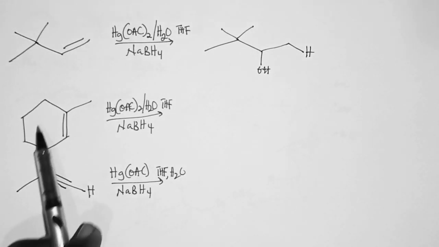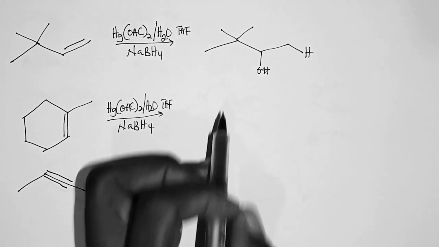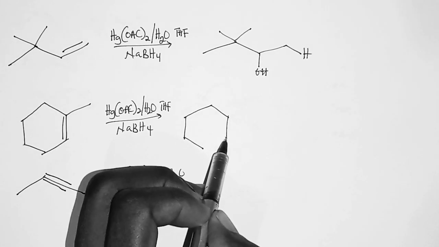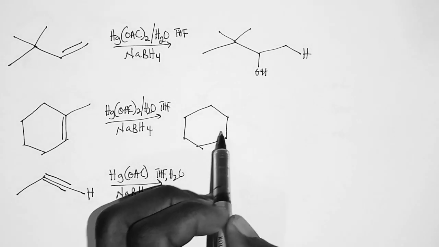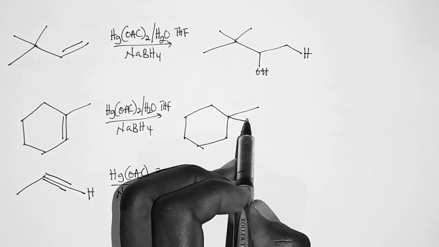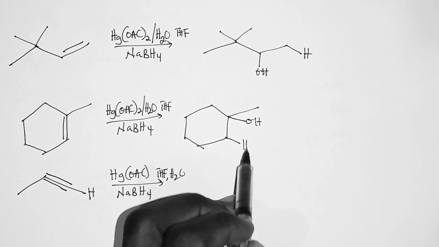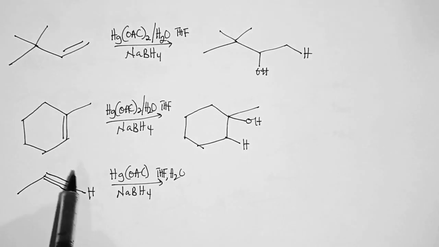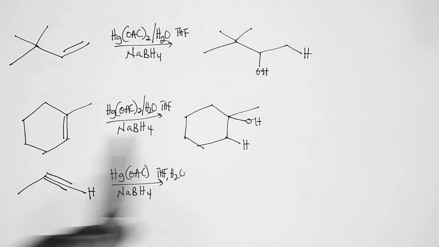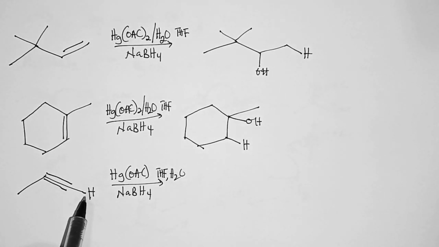Now, what about this product? So this product is also oxymercuration demercuration. So the OH will be substituted to the carbon that is highly substituted. So in this case, we are going to form this product, because you can see that this is a tertiary carbon and this is a secondary carbon. So the OH will go on to the tertiary carbon and the proton will go on to the secondary carbon.